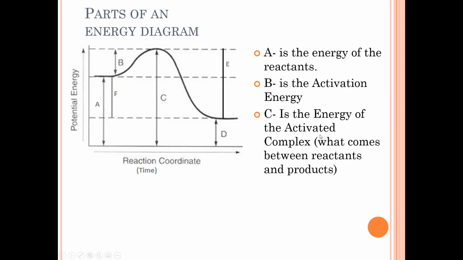C is the energy of the activated complex, what comes between reactants and products. So he called this a transition state in the video as well. I'm going to call it activated complex. So it's like when all the molecules are kind of combined, but they haven't formed their final product yet. So the bonds have been broken, but they haven't been fully reformed yet.